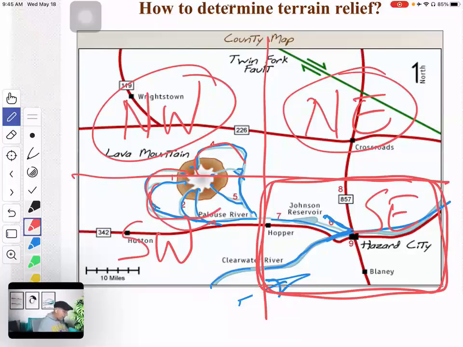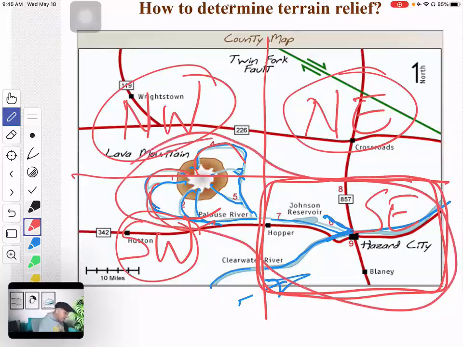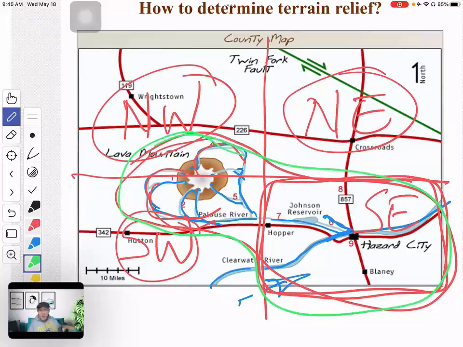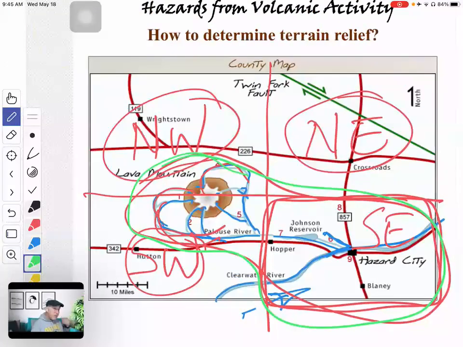So northwest, southwest, and northeast are fairly high elevation compared to this valley that we see over here. So there is a valley that flows in that direction, low elevation there. So now you know what the elevation is. You'll be able to use that as one assessment piece.